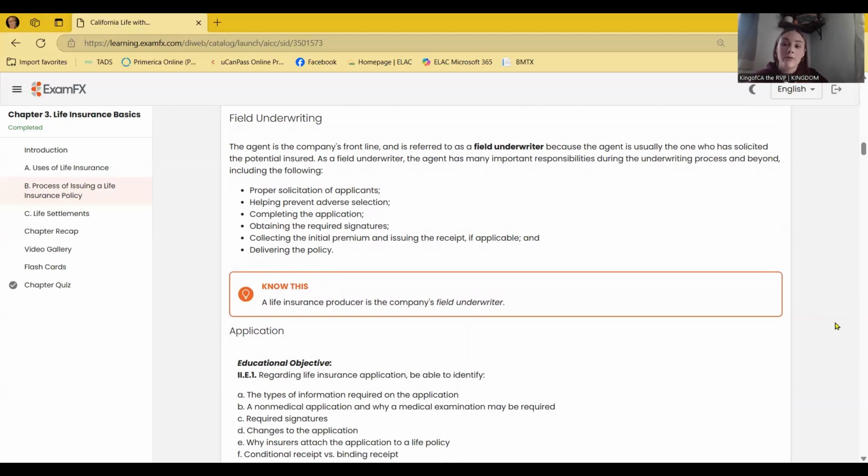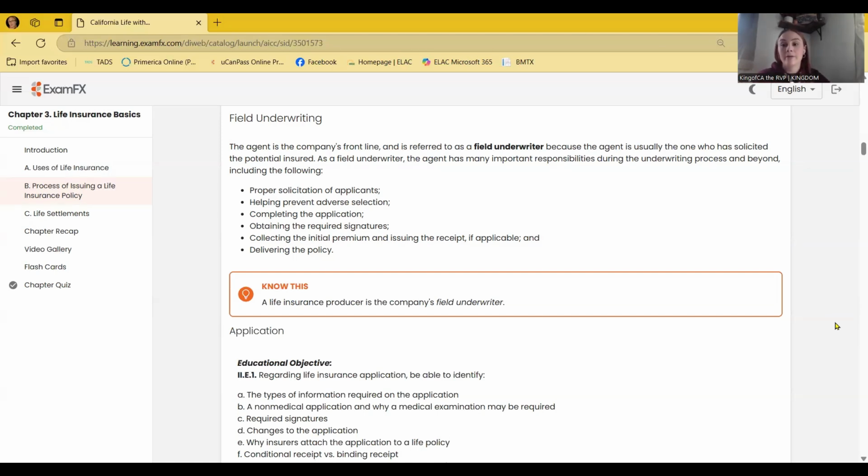Now there's field underwriters as well. Field underwriters are the agents. So as a field underwriter, our job is to make sure that we're soliciting to the right kind of people, right? That we pick our market well, that we help prevent adverse selection by choosing good people to solicit to, completing that application, taking in any payments, issuing receipts, and of course, delivering this policy to the client themselves.